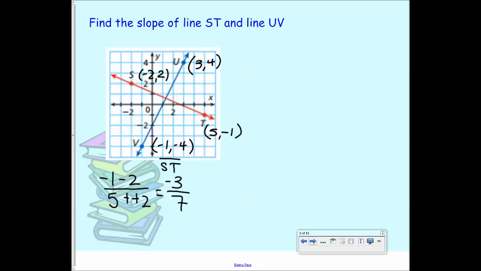-1 minus 3. What's -4 minus 4? Positive, what? -4 minus 4 is -8. All right. And then -1 minus 3 is -4. So what does that give me? If I reduce that, what does that give me? 2 over -1, which is +2.